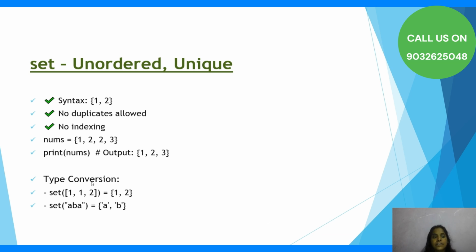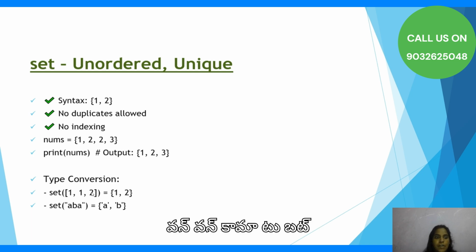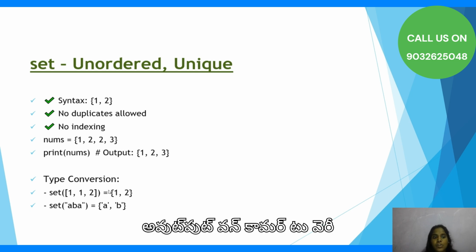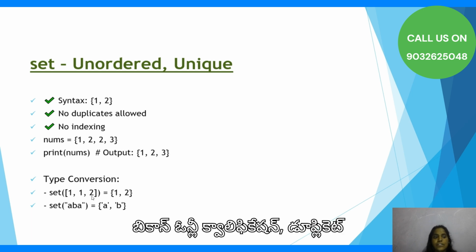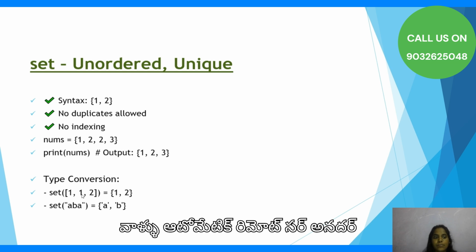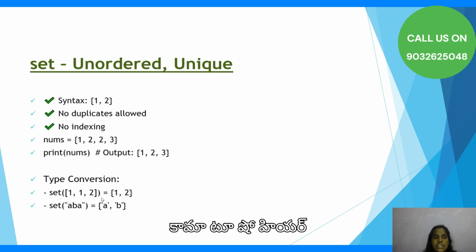And the other types to set. Here I'm converting a list to a set. A list allows duplicate values, so 1 comma 1 comma 2, but when we convert the list to a set, the output gives 1 comma 2. Why? Because a set only allows unique values, not duplicates. It automatically removes the other one and gives unique values 1 comma 2. Here I'm converting a string to a set, and it gives a comma b in set format.